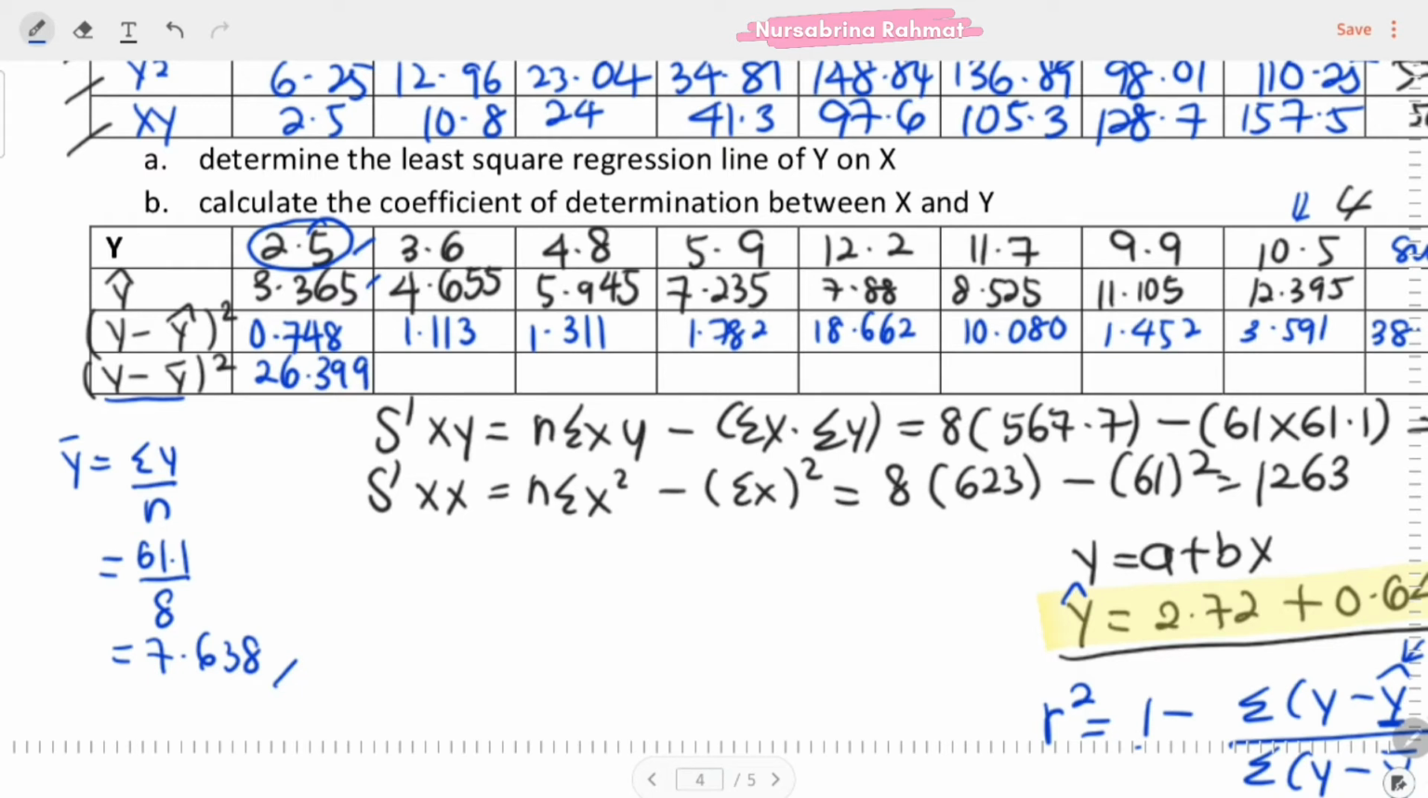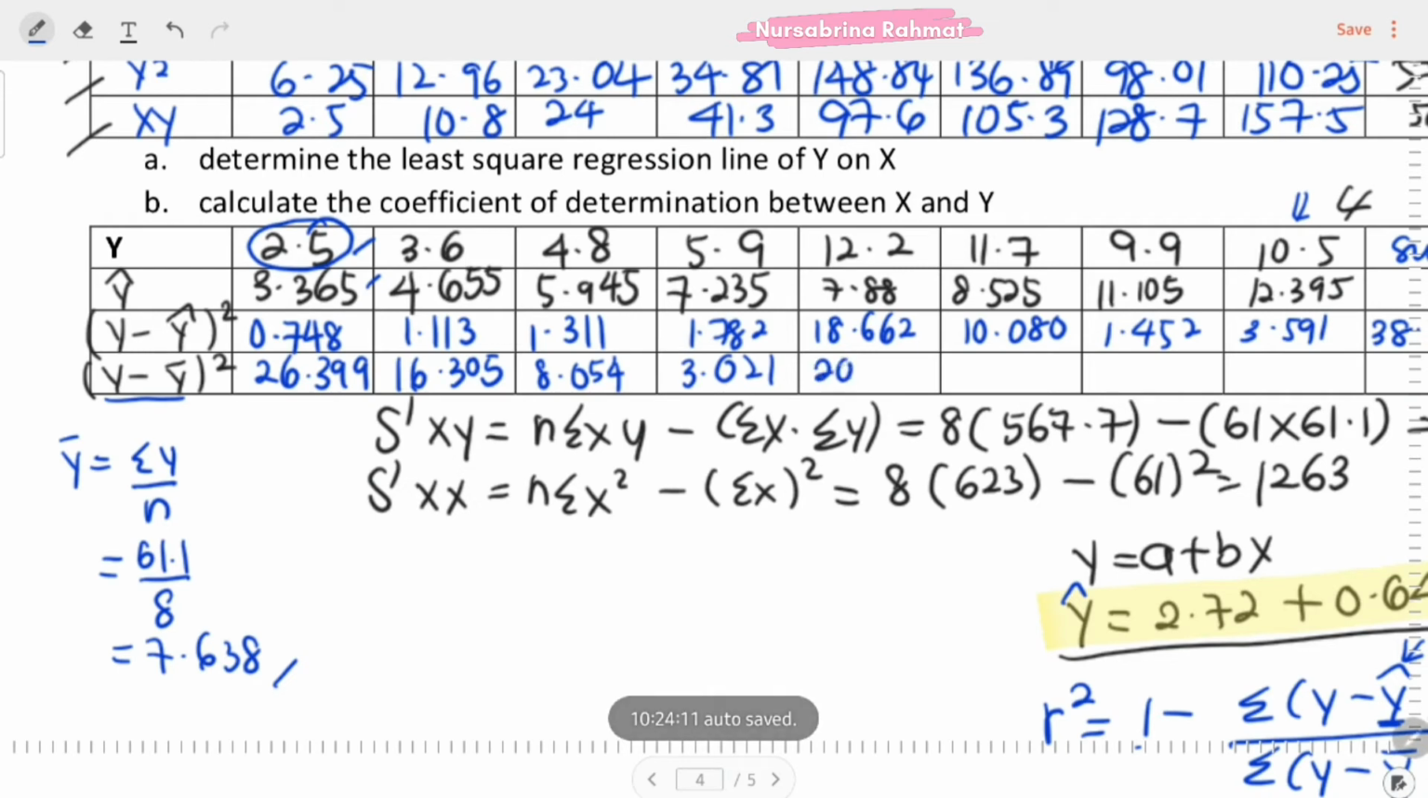So you get 26.399. When Y is 3.6, the value of Y bar remains unchanged; you just change the Y values. At 4.8, it's 4.8 minus your mean Y, which is 7.638, and you square it, you get 8.054. When it's 5.9, it becomes 3.021. Then 12.2.